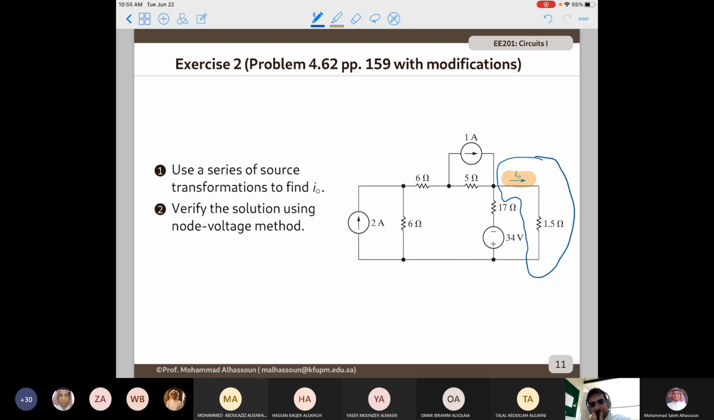Then we can combine the resistors. They will be in series. After making the voltage source with the 6 ohm resistor in series, it will be 6 ohm and the 6 ohm and the 5 ohm. All of them will be in series. We can combine them. Okay.